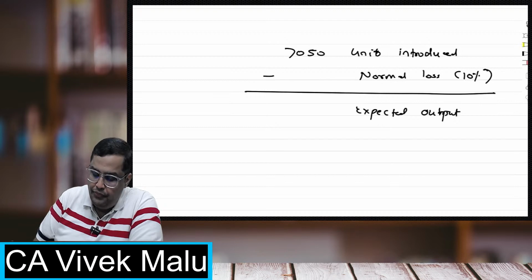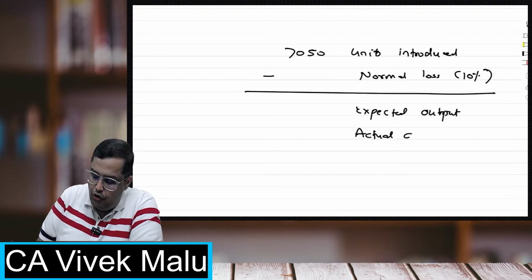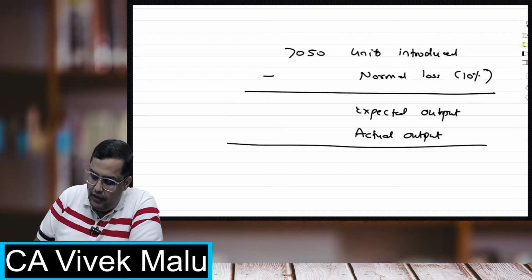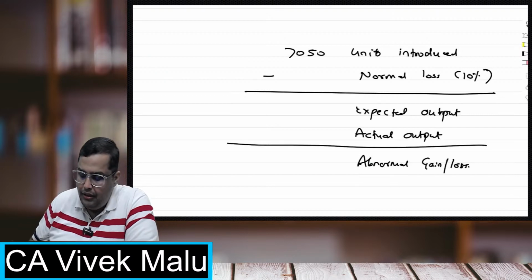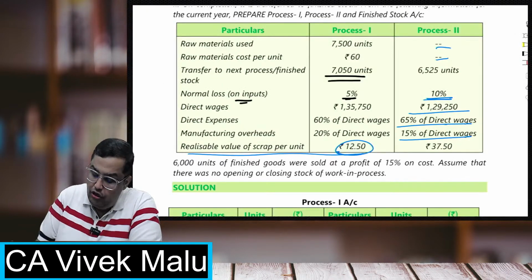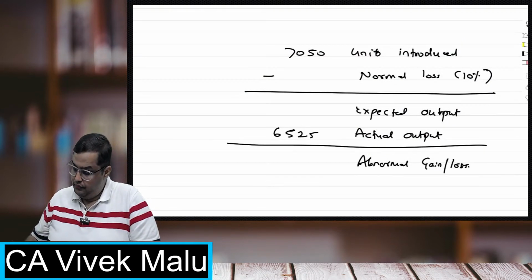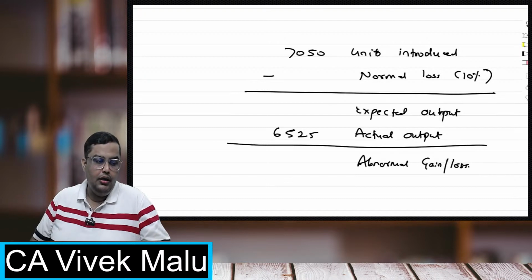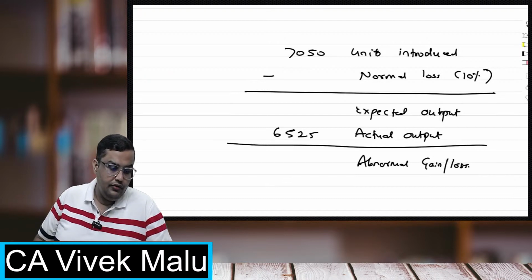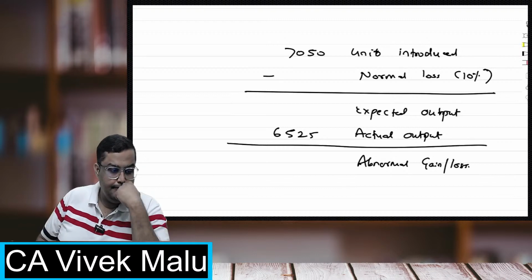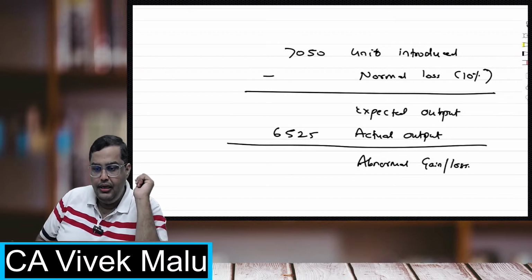You will get the expected output, and after getting the expected output, compare it with the actual output, and after comparison, you will get abnormal gain or loss. What was the actual output, sir? Actual output is 6,525 units. Now everybody calculate the normal and abnormal. What is the abnormal gain or loss?